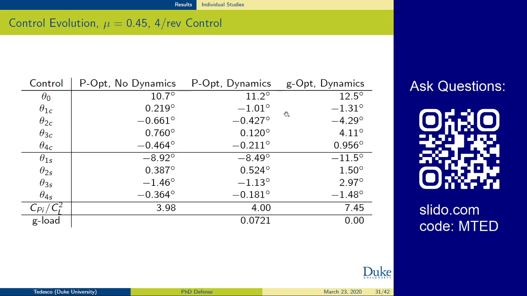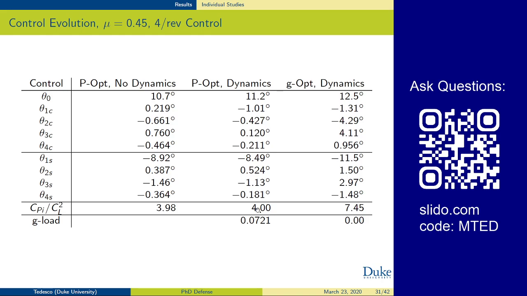So some key things that we're starting to see here. First, going from no dynamics to dynamics, we do not see significant changes. In particular, we see this in the cyclic for sine. There's not a significant difference going from 8.9 to 8.5. There are little differences in the higher harmonic controls, but when you consider that the largest values, such as the 10 and the roughly 9 degrees here, aren't changing much, there isn't significant changes going on in our controls. And this is mirrored in the power. We're not seeing significant changes in the power either.